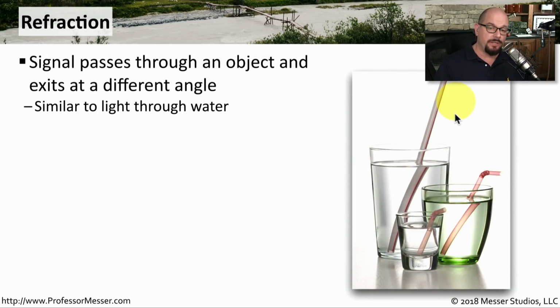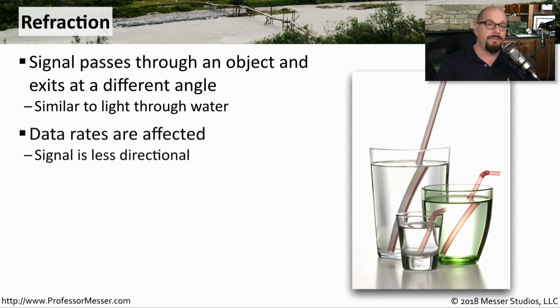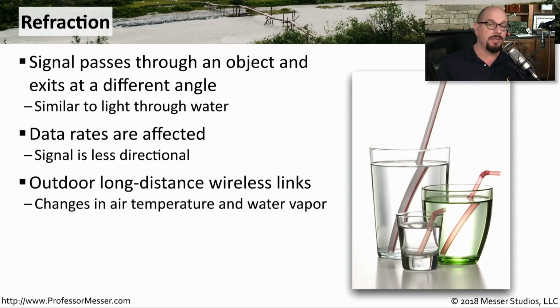This is when the signal is passing through an object and it exits that object at a slightly different angle. This might affect data rates, especially on connections where you're dealing with very directional signals. For example, outdoors between two buildings where you have long-distance links, and those links might have fog, water vapor, or temperature changes that might affect the refraction rates of those wireless signals.